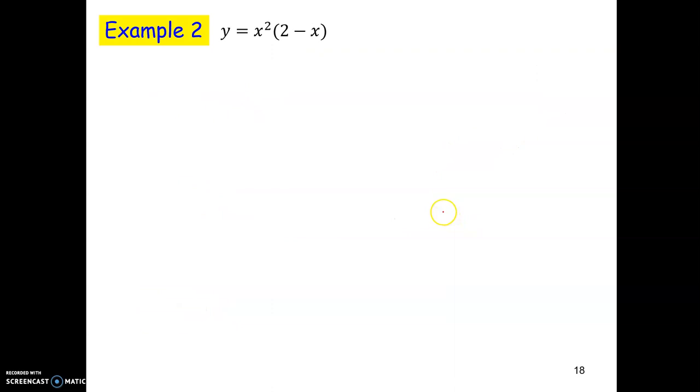So example 2, we have y equal to x squared times (2 minus x). So the first one, the shape of the graph. Over here, if you multiply your x squared with negative x, you should be able to see you have negative x cubed. So that means a is negative 1, a is less than 0, so when we draw our graph, we always start from the left hand side.